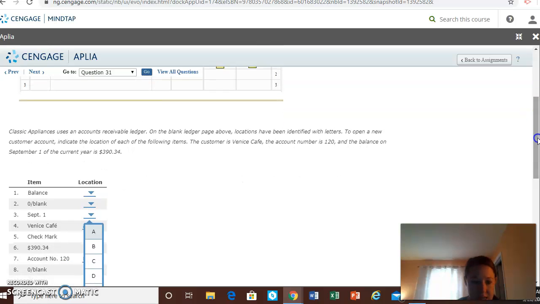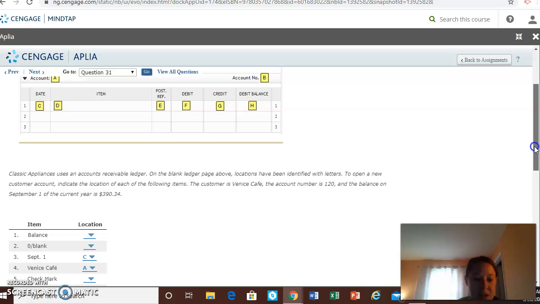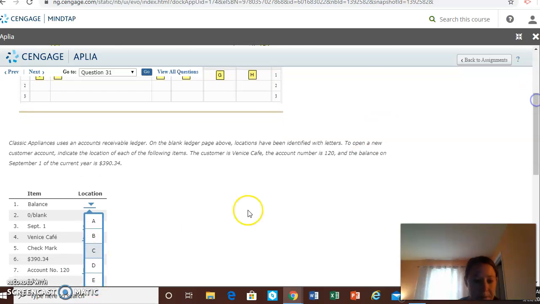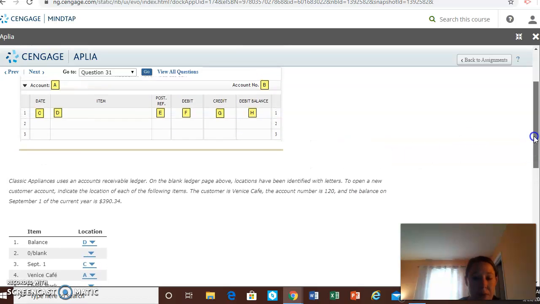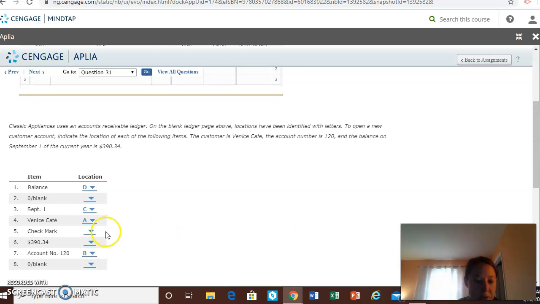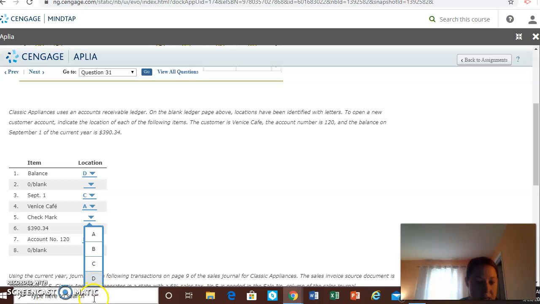So we're going to find C here. And then D is going to be the word balance, so we're just going to click balance here. That's going to be D. Next, in the post reference column, E, we're just going to put a check mark. So check mark number 5 is going to be E.